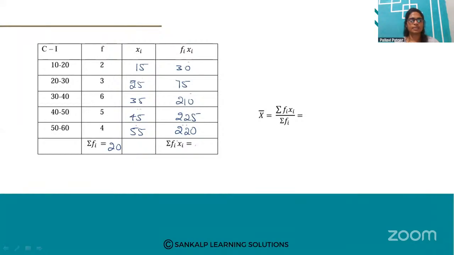So now find the mean by using the direct method formula. So here x bar is equal to summation fi xi divided by summation fi, where summation fi xi is equal to 760. So substitute 760 divided by 20. So this is equal to, 0 0 cancels, 2 ones are 2, 2 threes are 6, 2 eights are 16.